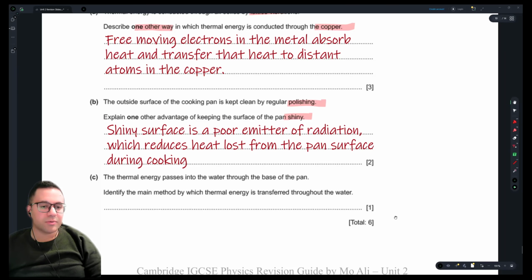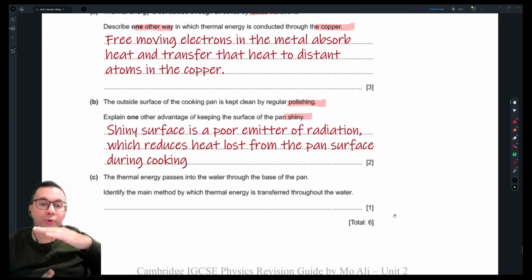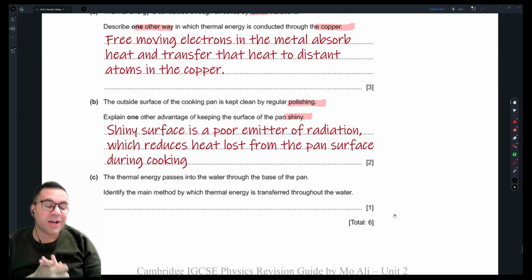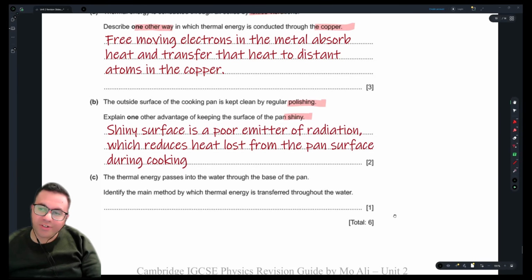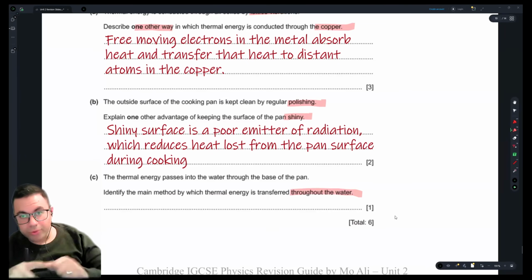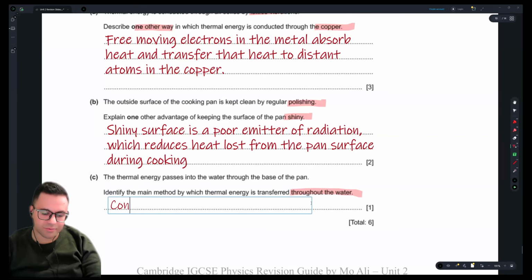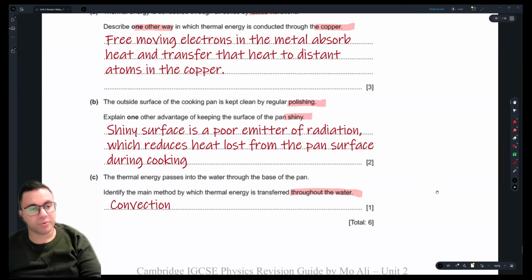The thermal energy passes into the water through the base of the pan. So that's done. It's gone through. Identify the main method by which thermal energy is transferred throughout the water. So not through the metal now, through the water. So that's convection. So through the water is convection.